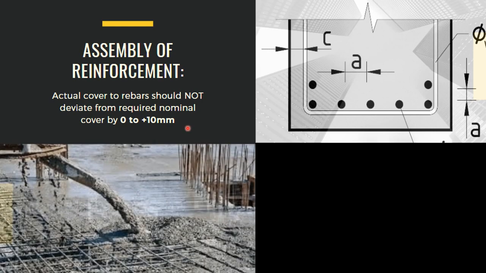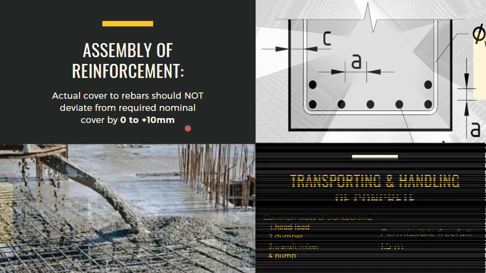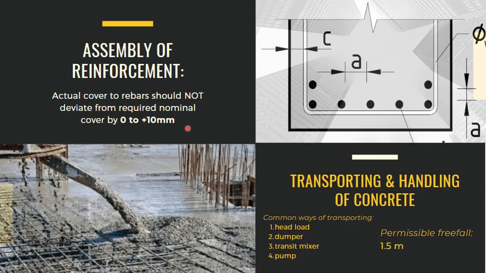Now next is the transporting and handling of concrete. How is that concrete transported and how is it to be handled? Common ways of transporting as specified in IS code are head load, dumper, and transit mixer. Transit mixer we have already seen on the road, or you can see the ready mix concrete RMC plant, and the fourth one is pumping in case of piling, etc. The permissible free fall of concrete is 1.5 meter.